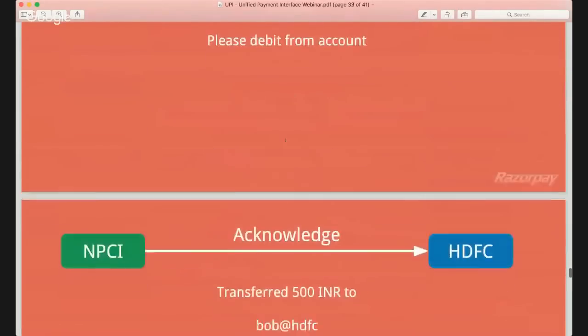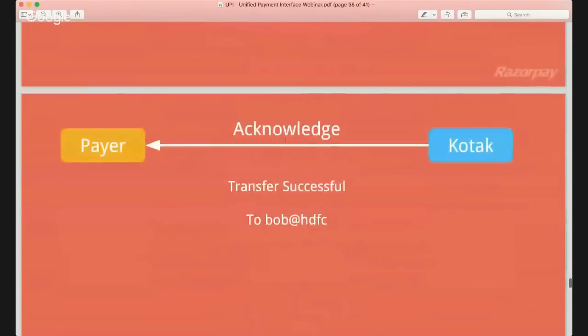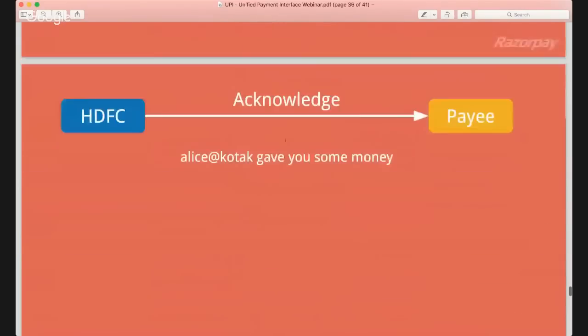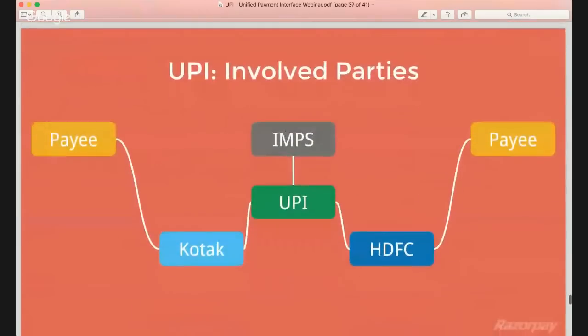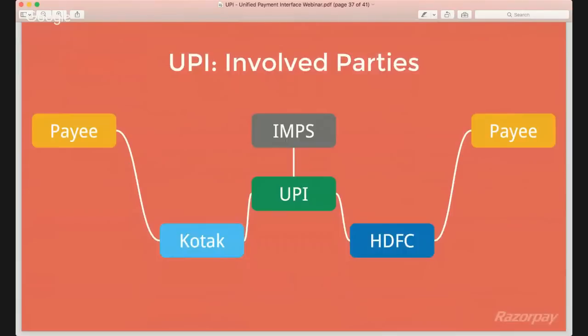What this means is, at the end of the day, there's a successful transfer happening from Alice to Bob over a virtual account address, a virtual payment address that was essentially Bob at the HDFC. And finally, we have the money transfer. Let's see a simple diagram to maybe figure this out better.